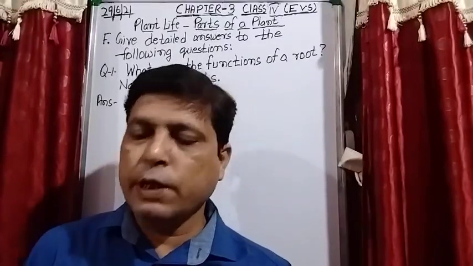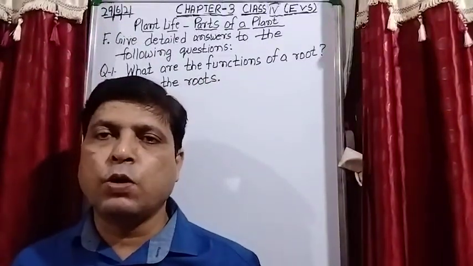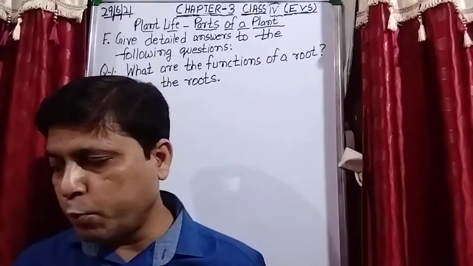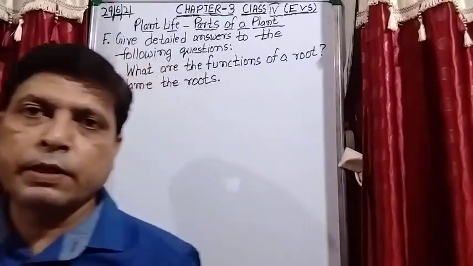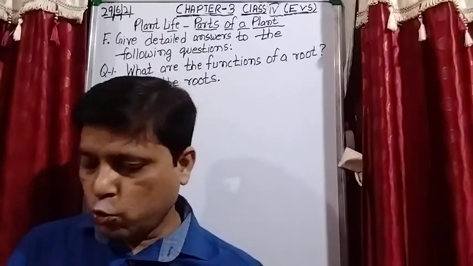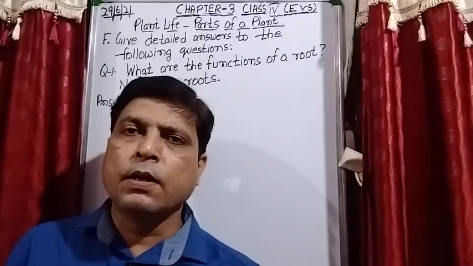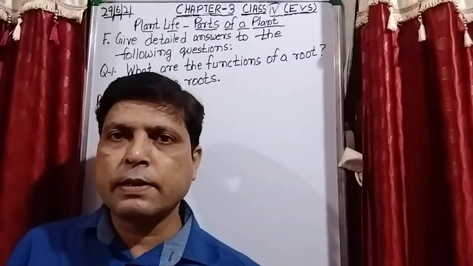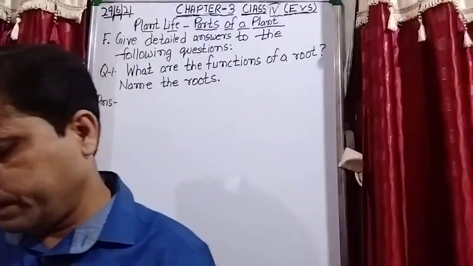So students, firstly we write there are two kinds of root, tap root and fibrous root, and you will draw the tap root and fibrous root. Draw this diagram in your book also. When you are writing the answer to the first question, at that time you will draw these two diagrams, the diagram of a tap root and the diagram of the fibrous root, in your class 4 copy.